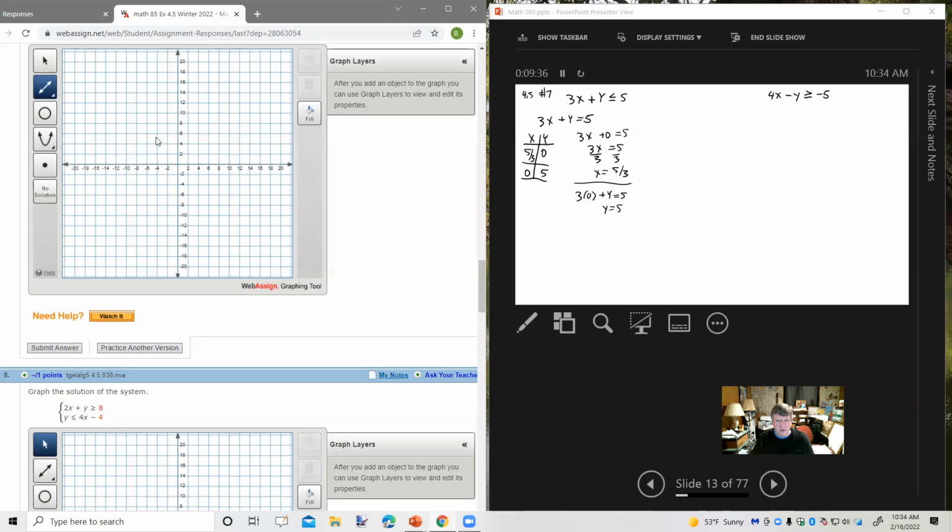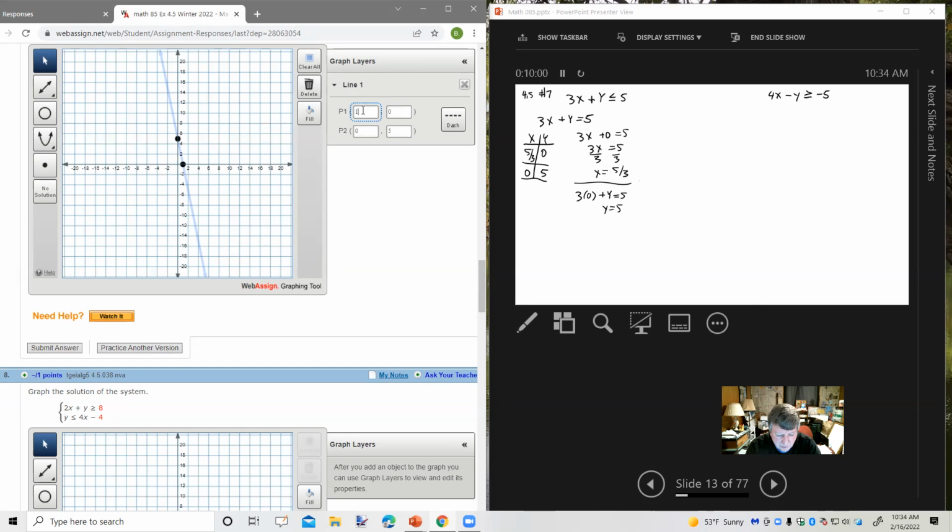So x is 5/3, y is 0. 5/3 is 1 2/3. Oh, look here, the scale is each square is 2 units. So 1 2/3 is going to be right about there. And then 0, 5 is going to be right about there. But I'm going to go over here and I see that it moved. It didn't graph it right where I wanted it to. So I'm going to put in 5/3, 0 and 0, 5. Okay.